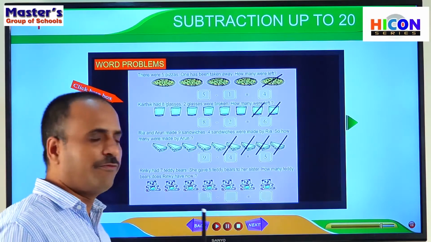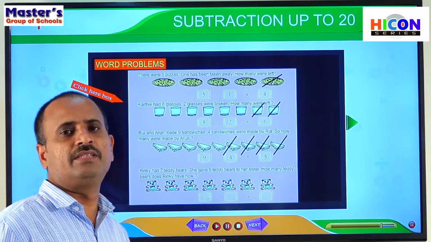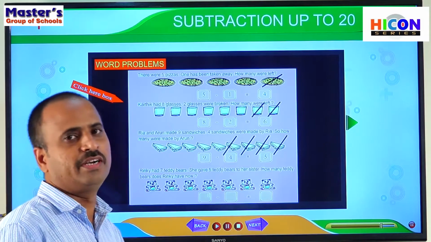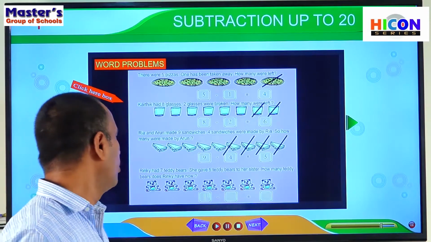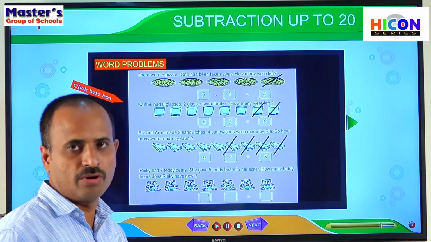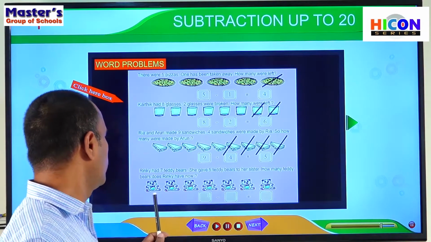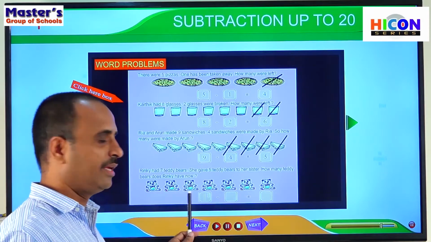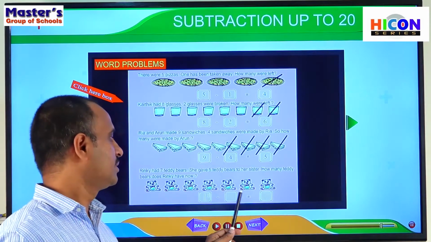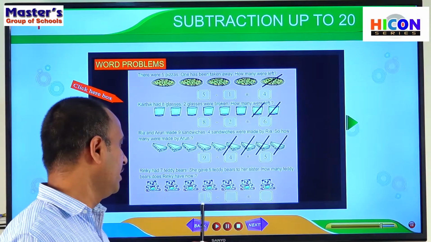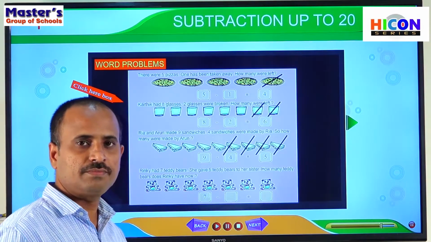And she gave 5 teddy bears to her sister. That means she took away 5 teddy bears from these 7 teddy bears to her sister. And how many teddy bears does Rinky have now? So how many teddy bears are there? So start counting: 1, 2, 3, 4, 5, 6, 7. The total number of teddy bears is 7. So write 7 in the first box.